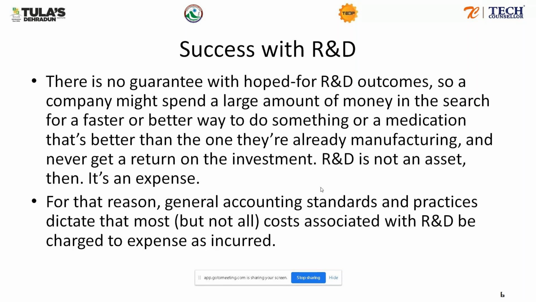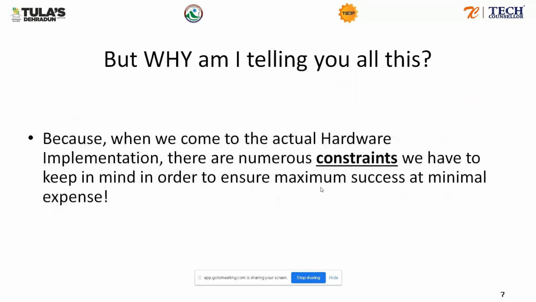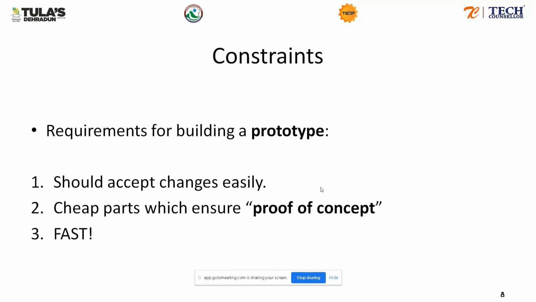So why am I telling you all this? Because of all these things, there are certain constraints that we have to keep in mind, such as it should be of minimal expense. The constraints for building a prototype are that the prototype should be easily accepting of changes.